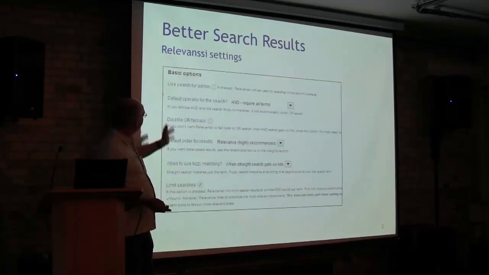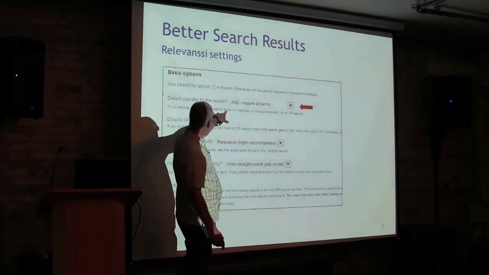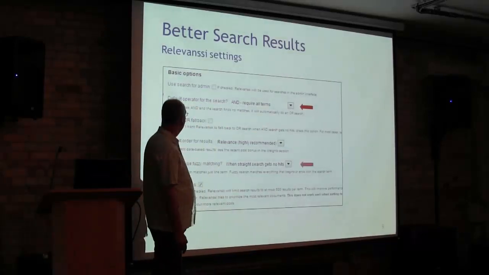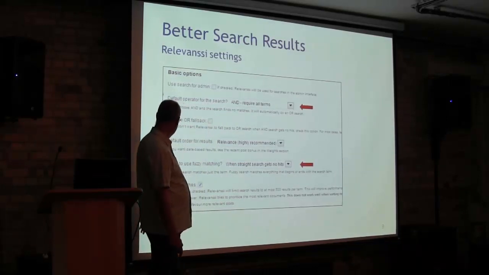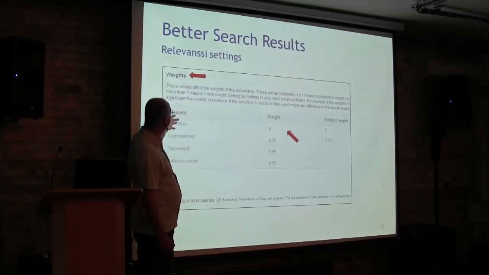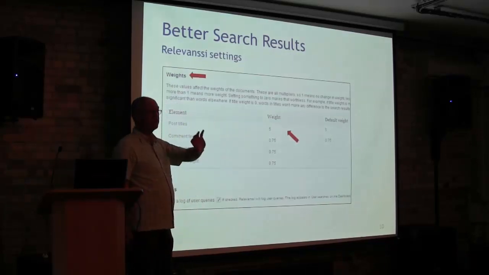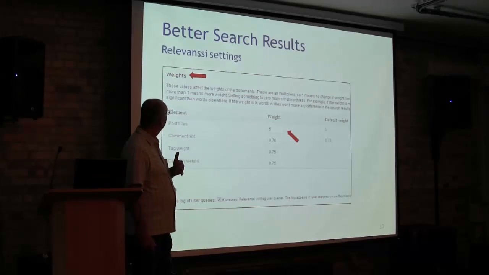So here I've just got a couple of screenshots of options, and you can see the default operator for the searches. And there's also an OR fallback. You can disable that if you want to. When to use fuzzy matching, and there's another aspect here. This is where you can influence, not completely control, but influence how the plugin works out the relevance of items.